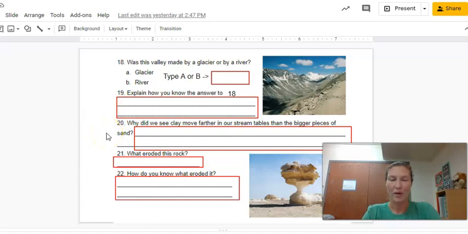Number 20. Why did we see clay move farther in our stream tables than the bigger pieces of sand? Number 21, what eroded this rock? Number 22, how do you know what eroded it?